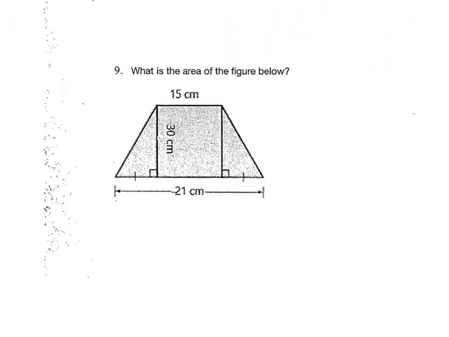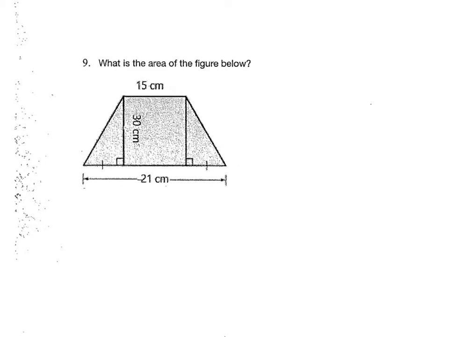Taking a look at number 9. What is the area of the figure below? Now, we have two different ways of going at this. Some people may not see that this is a trapezoid, where we can just use the formula base 1 plus base 2 divided by 2 times the height. I could also do the area of the two triangles plus the area of the square there in the middle. Whatever you are more comfortable with, I really have no preference. I'm going to do both for you just to show you. I think it's simpler to use the trapezoid formula.